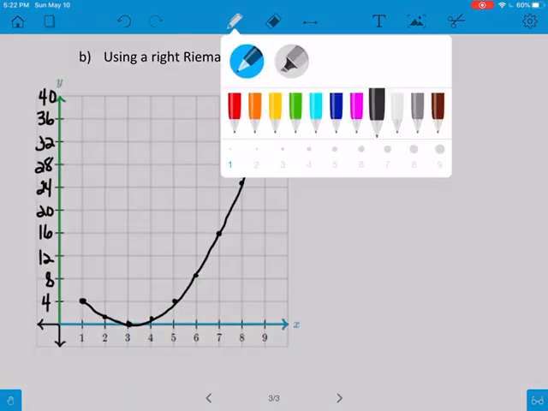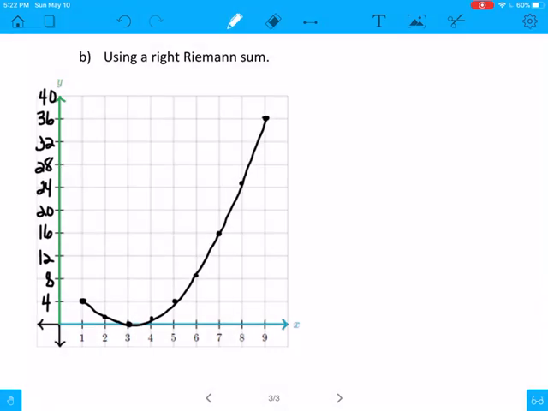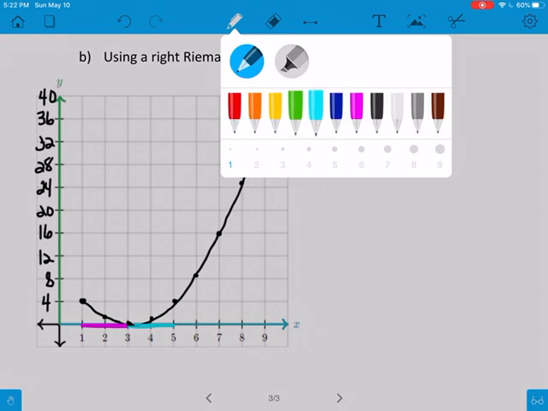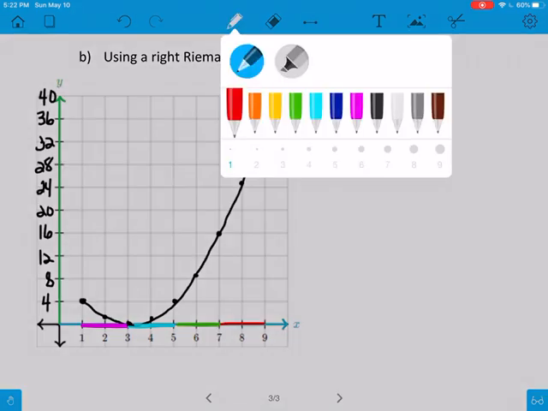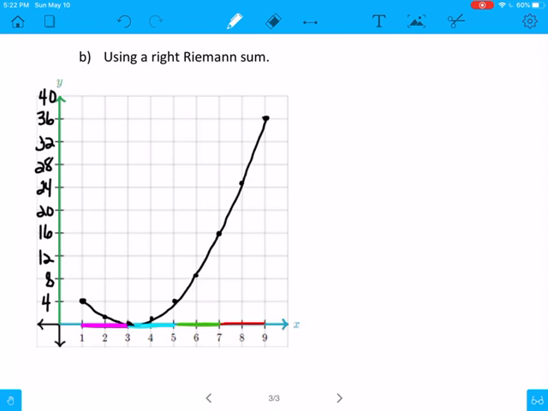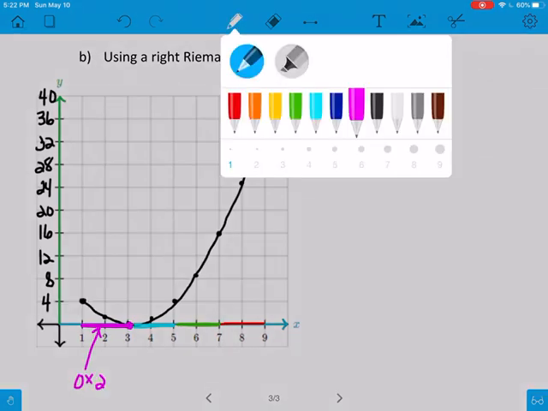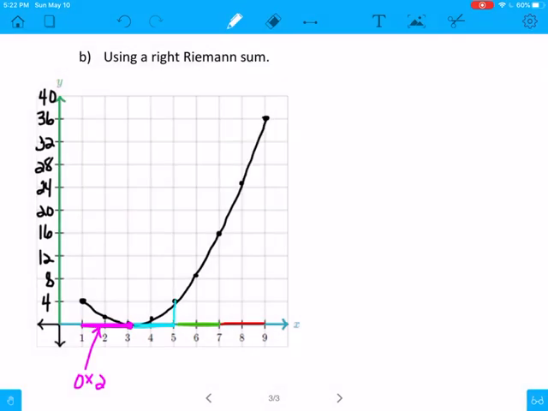Now we still need the same width. I don't know if I'm using the same colors, but I need a width of 2. But now I'm going to use the right extreme endpoints and their y values. My right extreme endpoint is 3. Its y value is 0, so this is going to be a straight line, and the area is 0 times 2. For the blue one, I go to its far right, which is 5, and follow it to its y value of 4.